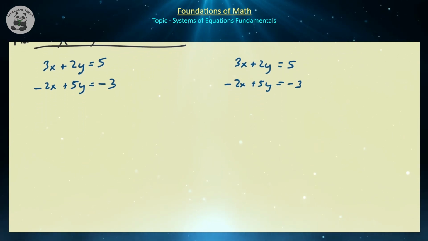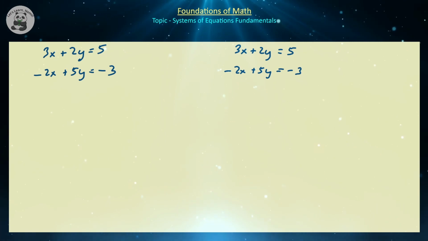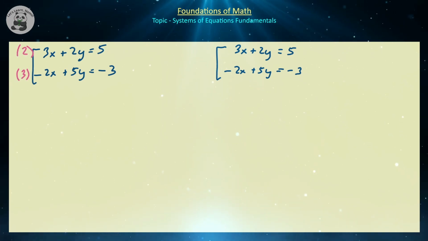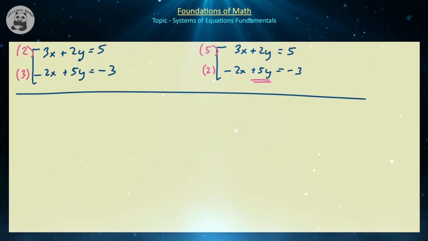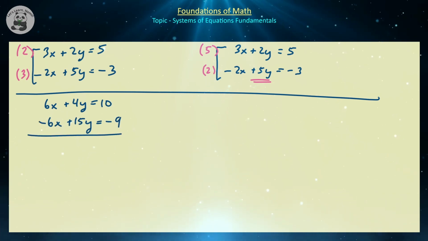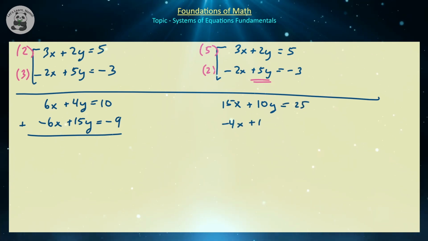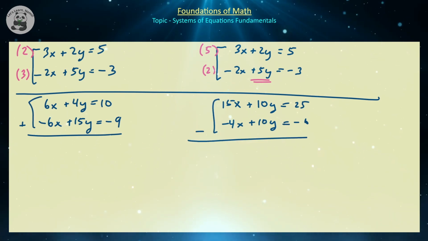On one of these systems, I'm going to focus on eliminating x, and on the other, I'm going to focus on eliminating y. So for example, if I want to eliminate x on the first, again, I'm going to multiply that by 2 and that by 3. And over here, if I'm going to focus on y, I'm going to multiply this by 5 and that by 2. So once I have that, that's going to give us 6x plus 4y is equal to 10, and minus 6x plus 15y is equal to minus 9, and then I'm going to add. Over here, we're going to have 15x plus 10y is equal to 25, and minus 4x plus 10y is equal to minus 6, right? And obviously for this, I'm going to be subtracting.